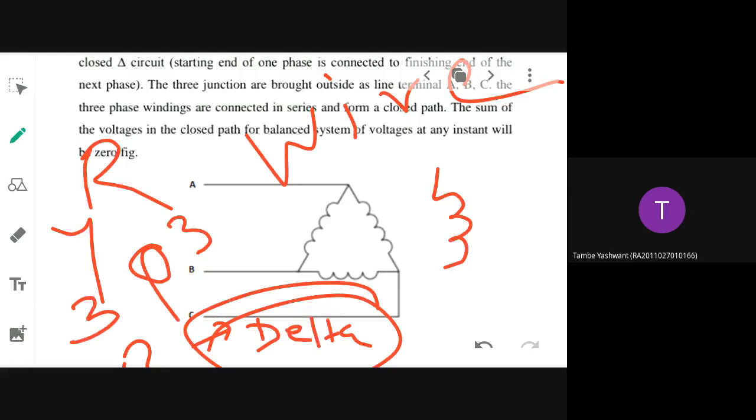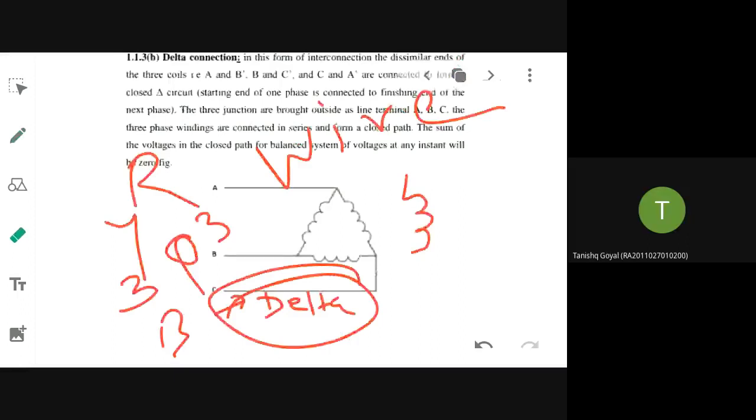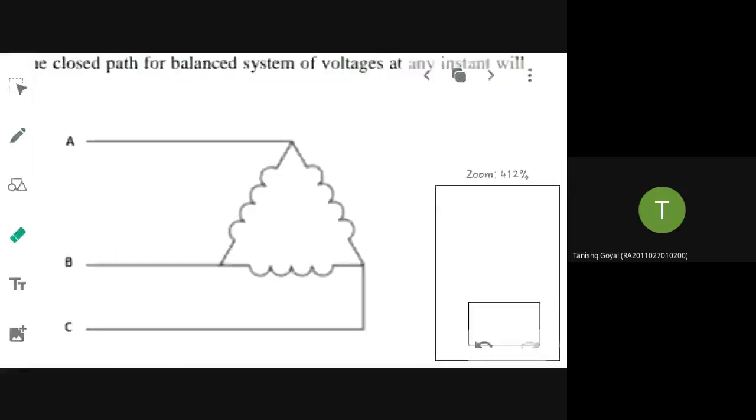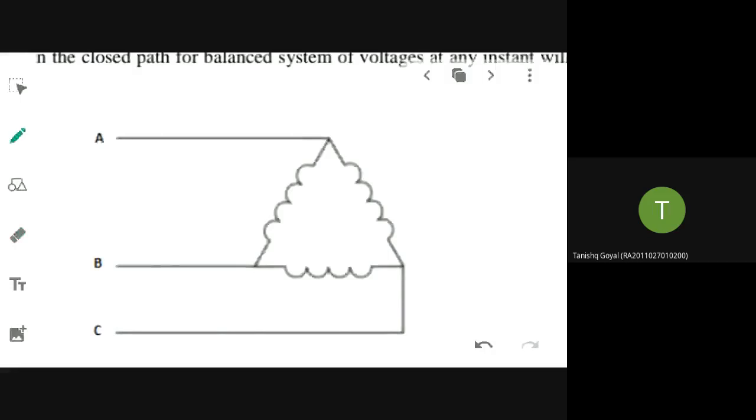See, these are three phases. It's not that you have to place the wires and give a 120-degree phase difference between them.